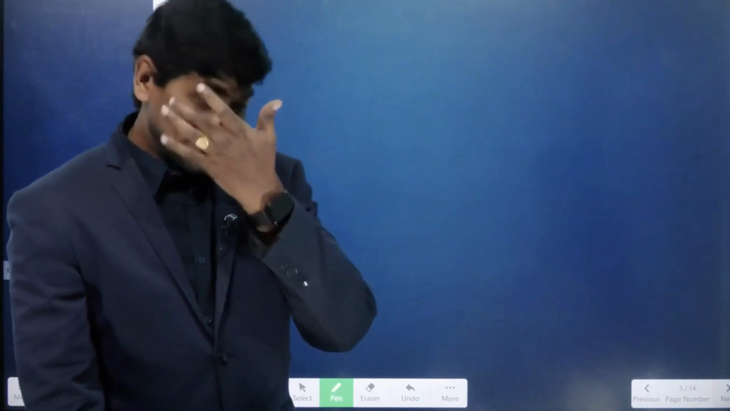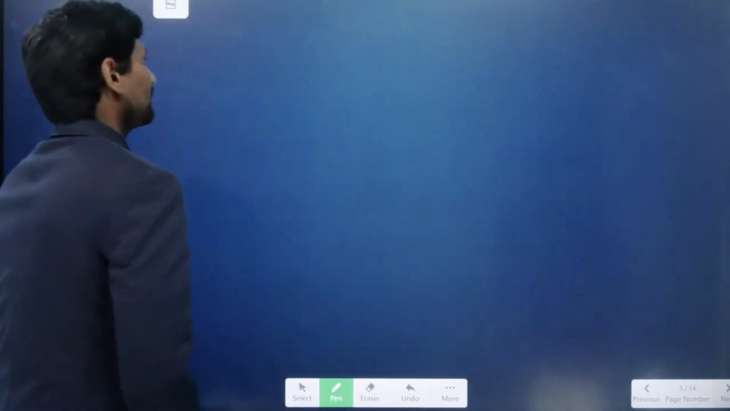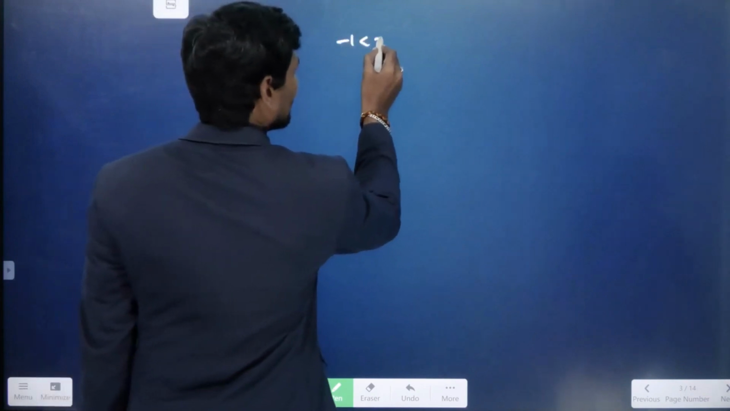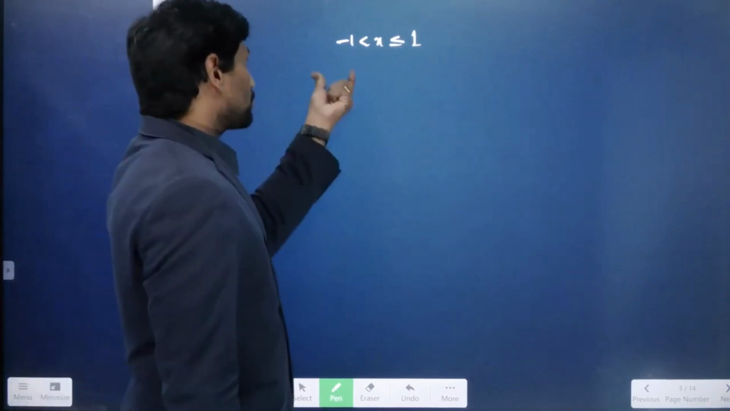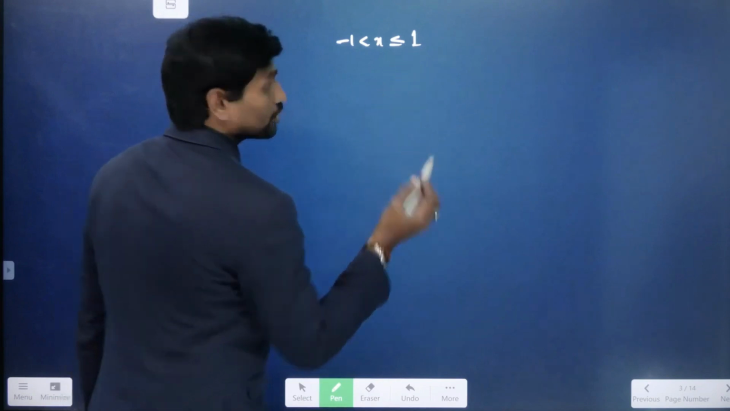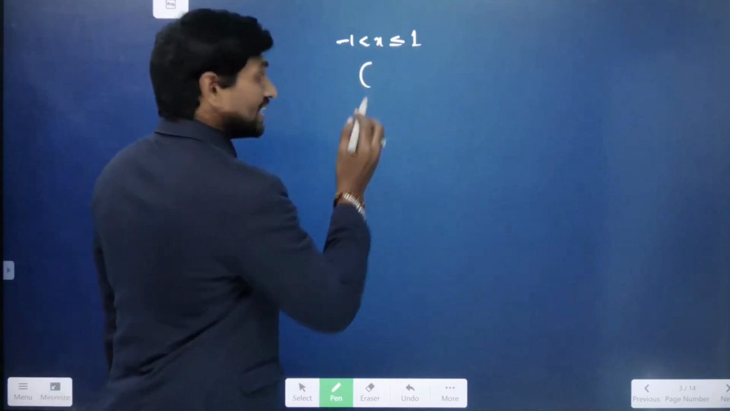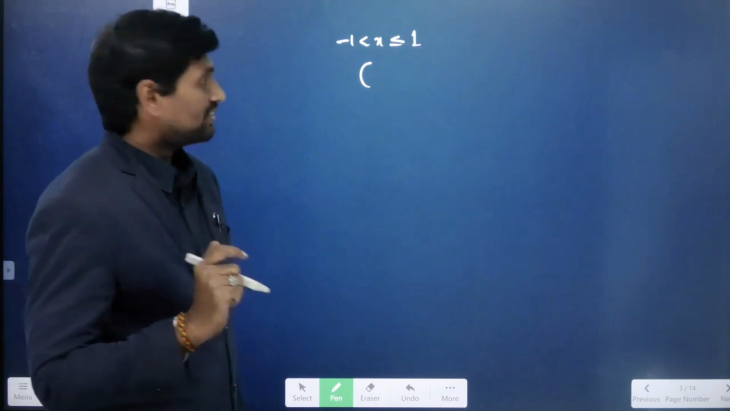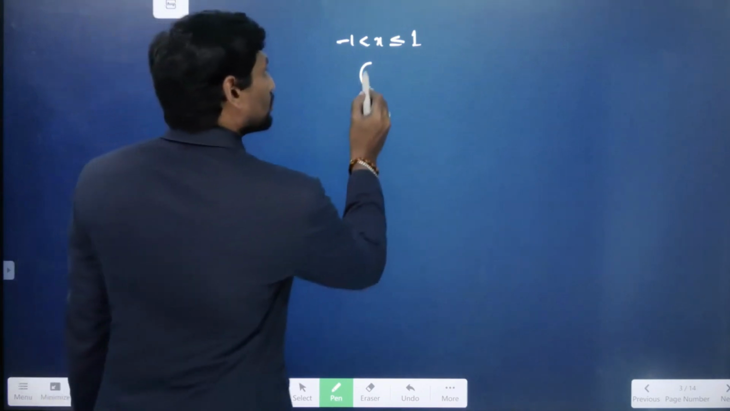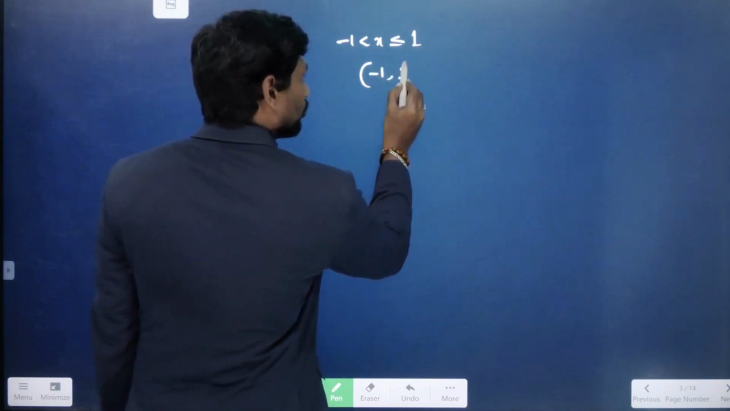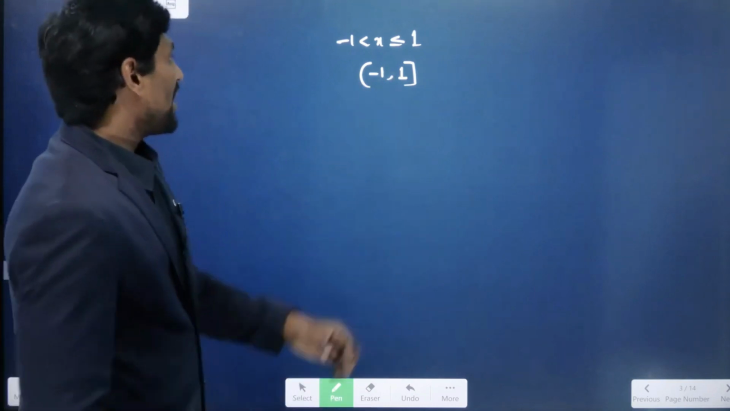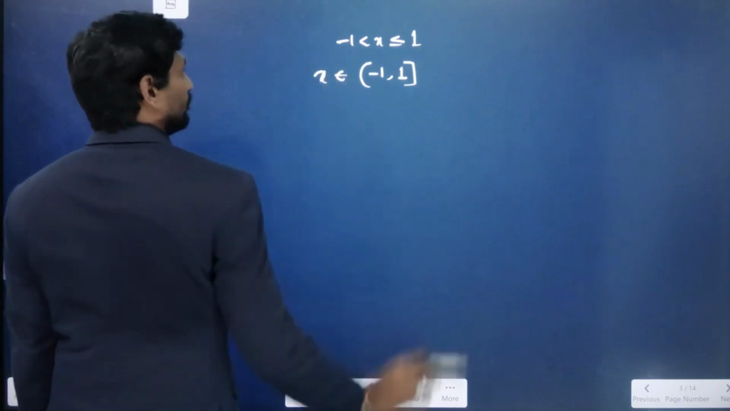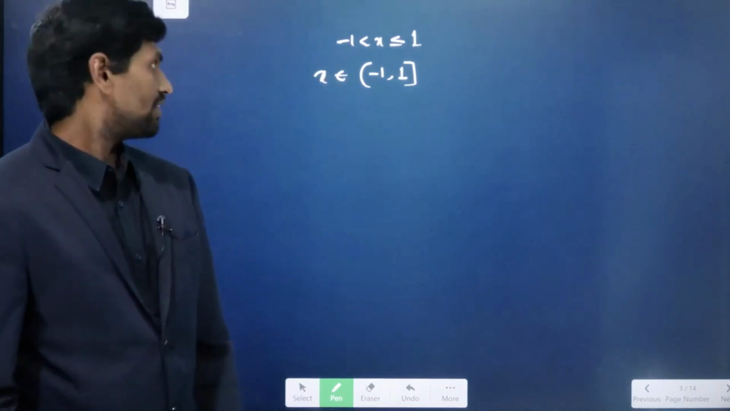Next problem: what is the interval for minus 1 is less than x less than or equal to 1? So the x value lies between minus 1 and 1, and sometimes it can be equal to 1 also. Whenever you have the equal to symbol, we need to use a square bracket, or else we use open brackets. So left open and right closed. The value of x belongs to minus 1 to 1.